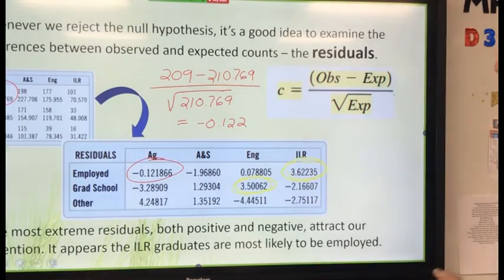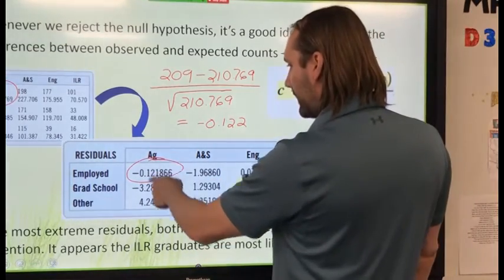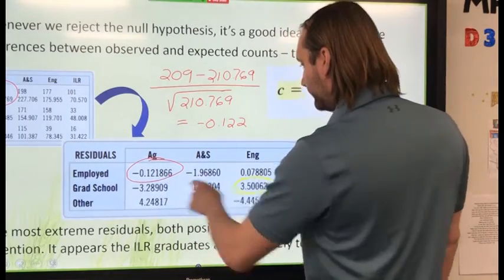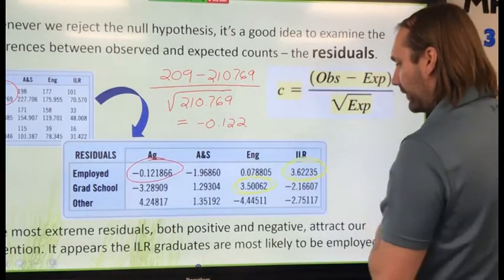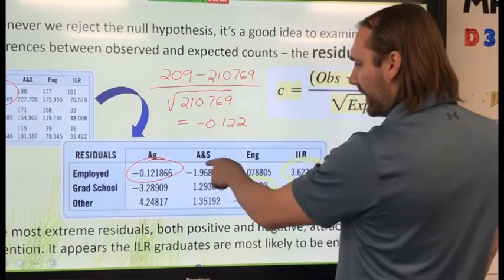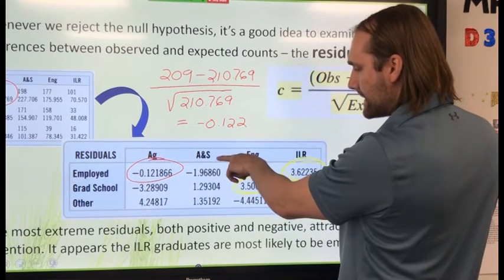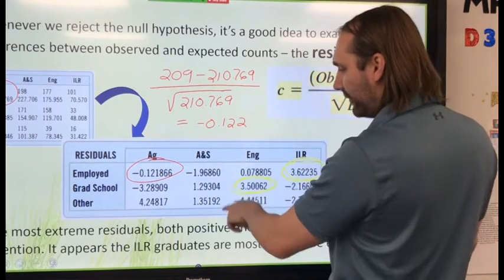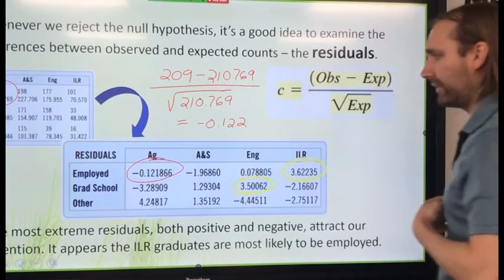And I can see here that others, or agriculture are most likely to do others. English are most likely to go to grad school. And A and S, does anybody know what this might stand for? No, I don't know. But they're most likely to either go to grad school or do something else.